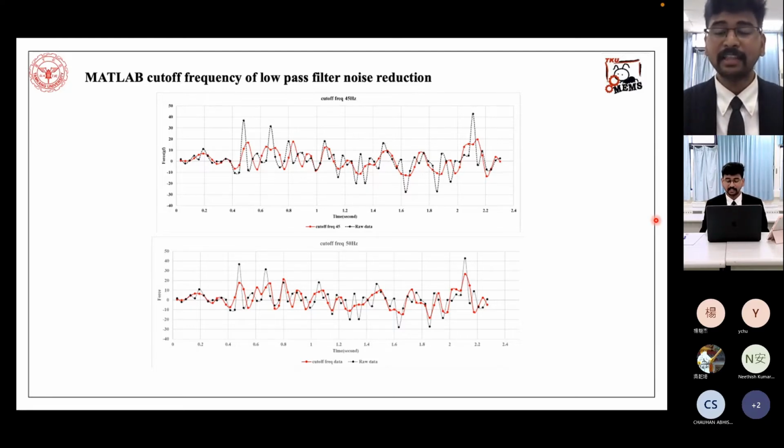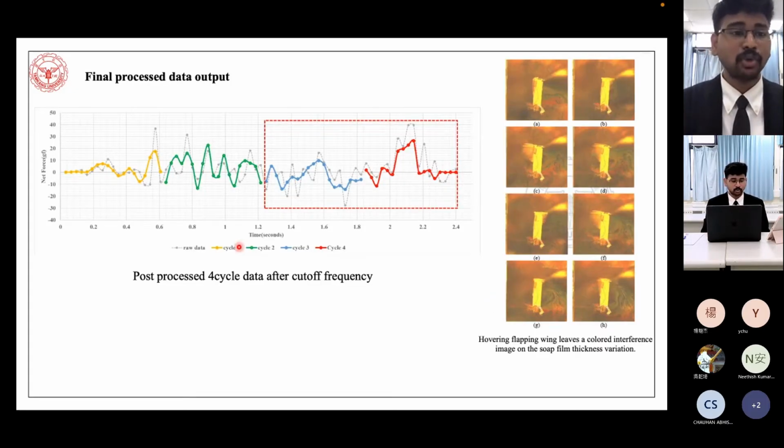So after the trial and error method, the cutoff frequency in our case is 50 Hertz. We have taken a total of 4 flapping cycles for the post processing. You can see that from the starting point to the ending point, we have used 4 flapping cycles with complete upstrokes and downstrokes, which I will show in the final processing data. Here the grayscale is my raw data, and the colors represent cycle 1, cycle 2, cycle 3 and cycle 4. One upstroke and downstroke represents a cycle, and one more upstroke and downstroke represents the second cycle of my flapping wing. This is the total flapping process data after the cutoff frequency.